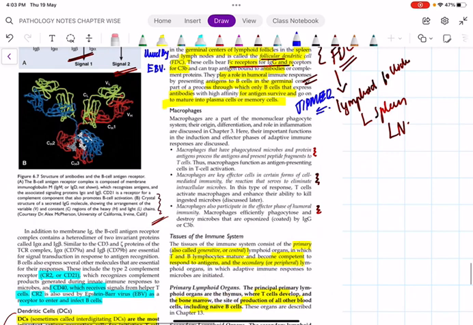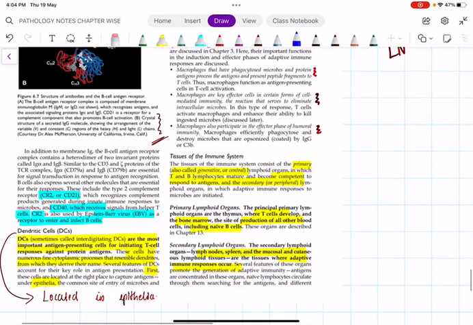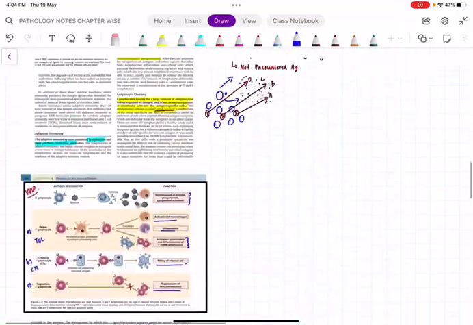Then macrophages, already you know the functions of macrophages. Then we have two types of lymphoid tissue. One is the primary lymphoid organ, where the cells are produced. What are they? Bone marrow and the thymus. And secondary lymphoid organs: we have lymph node, spleen, MALT, mucosa associated lymphoid tissue, GALT, bronchial associated lymphoid tissue, all those things. The functions of the primary and secondary lymphoid organs, everything we will see in the next session.